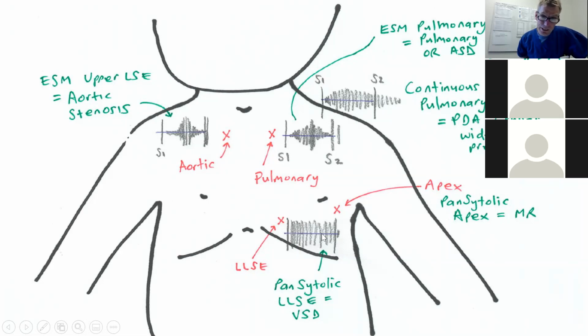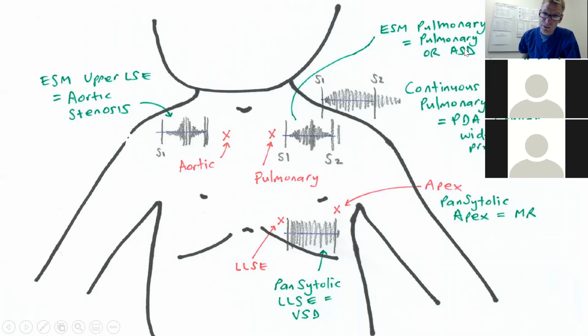That's what a VSD murmur sounds like. If you hear it at the apex, then it's much more likely to be mitral regurgitation, right? Now, at the pulmonary level, the upper left sternal edge, then an ejection systolic murmur. We talked last 2 weeks that it could be pulmonary stenosis, or it could be an ASD, an atrial septal defect, or it could be a tetralogy of Fallot.